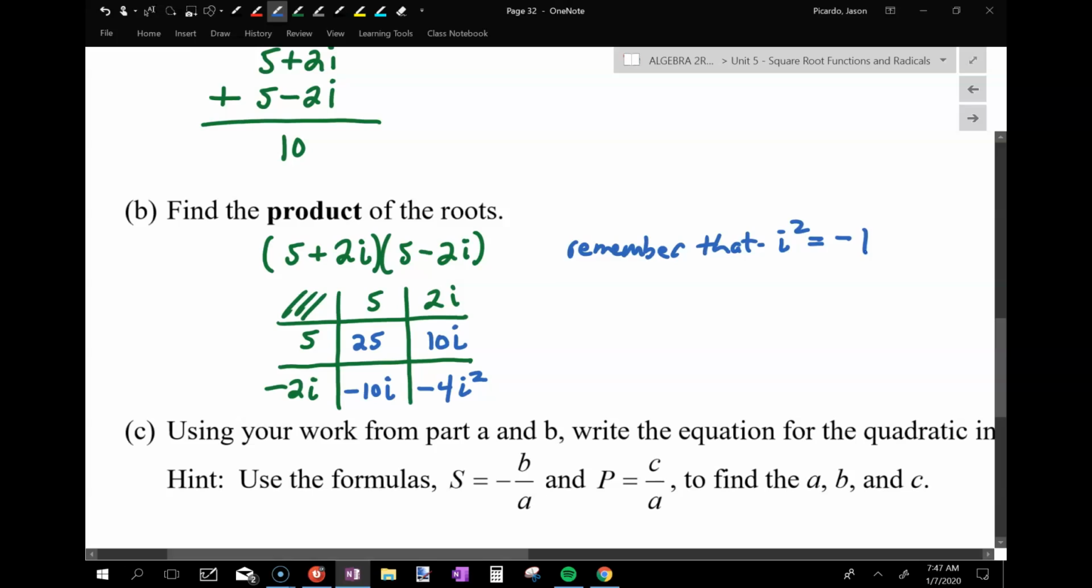So what does that give me? That gives me 25 plus 10i minus 10i minus 4 times negative 1, right? So I just replace the i squared with a negative 1. Negative 4 times negative 1 is positive 4, right? What does that give me? It gives me 25 plus 4, which is 29.